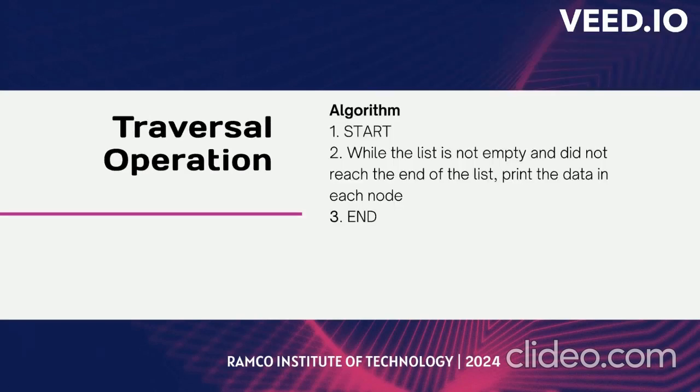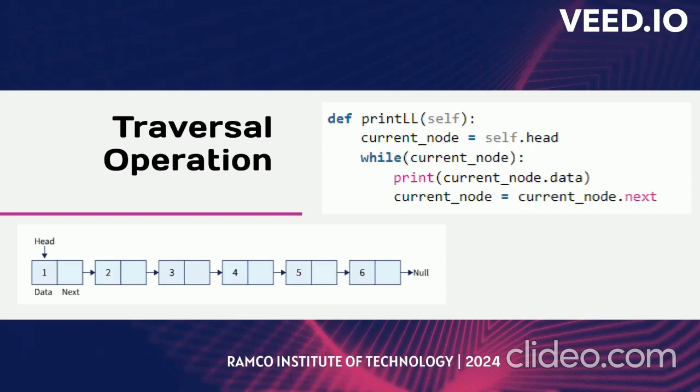Then the traversal operation. Traversal is an operation for simply printing all the elements in the list from the first node to the last node. For this we check whether the list is empty or not. If it is not empty, print the data in each node. The traversal coding is on the right hand side. I'm using a current node variable and storing the head value. In a simple while loop I am printing the current node value and making the current node point to the next node. So in the example, 1 2 3 4 5 6 will be displayed.